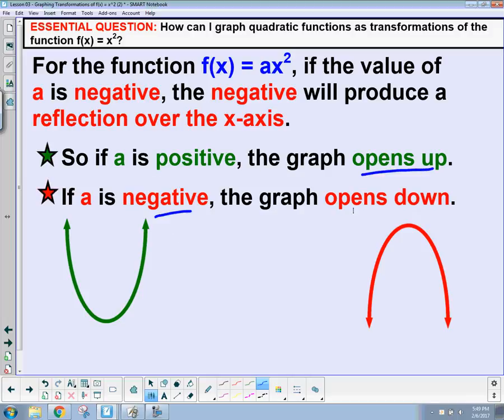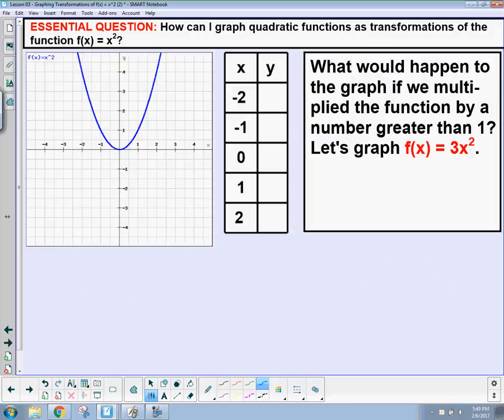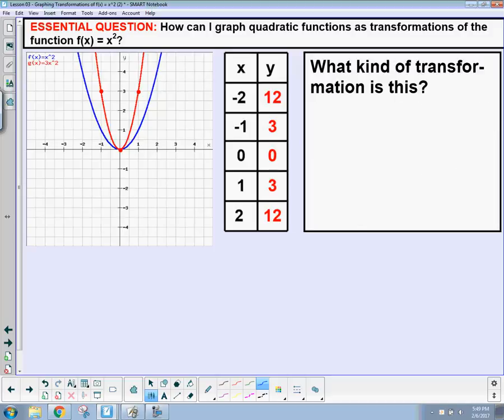Now, what happens if you put a 3 in? Well, again, plug it in your calculator. You'll get these points. You'll notice the graph kind of squeezes in. We're going to call this a stretch.